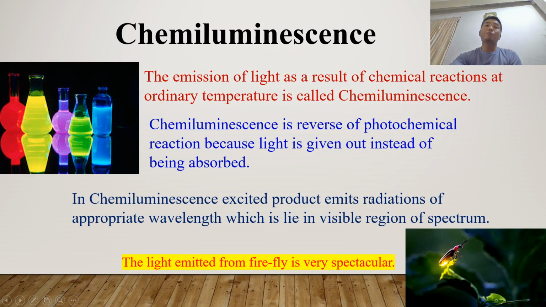And chemiluminescence. The emission of light as a result of chemical reactions at ordinary temperature is called chemiluminescence. Some chemical reactions, when taking place at normal or room temperature, produce light, which is known as chemiluminescence. It is the reverse of a photochemical reaction because light is given out instead of being absorbed. In chemiluminescence, the excited product emits radiation of the appropriate wavelength, which lies in the visible region of the spectrum.